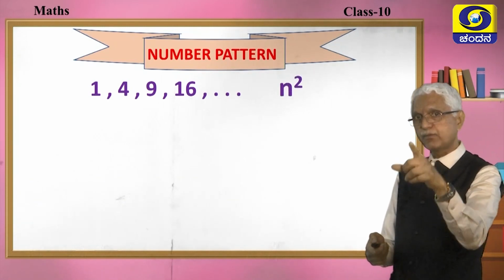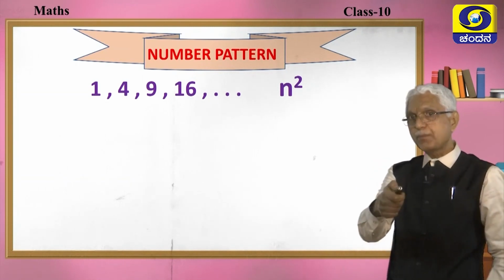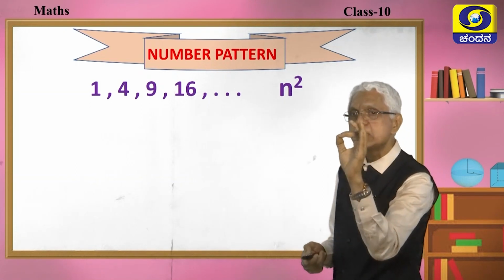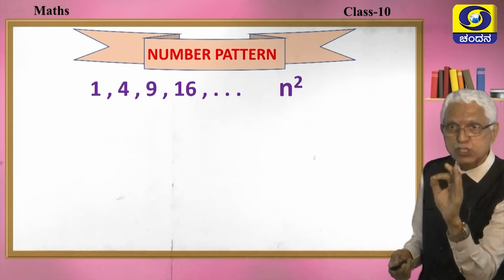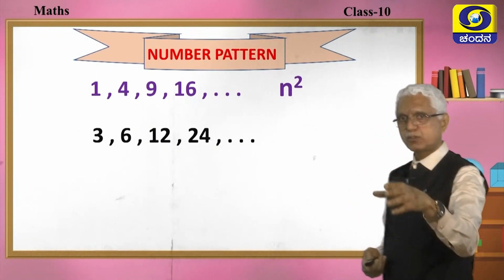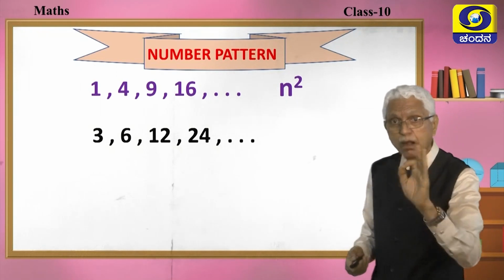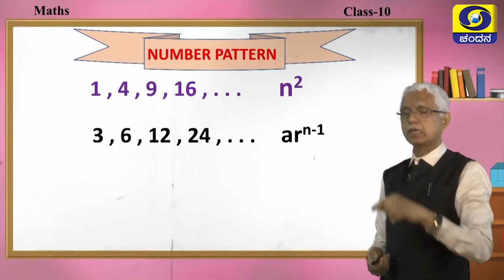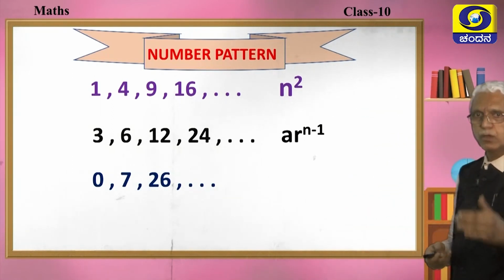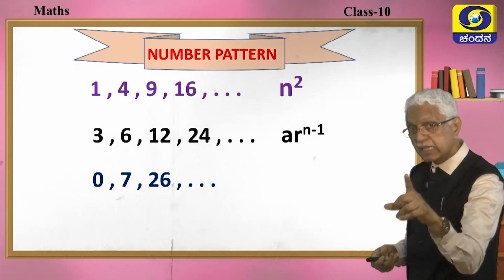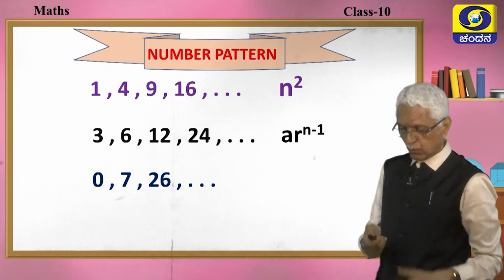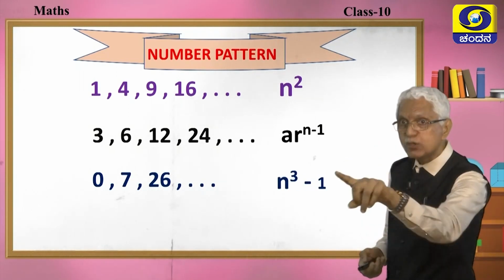Then, my dear children, please watch. If it was 1, 4, 9, 16, they have been written according to some rule, namely n square, where n is a natural number. Let me take one more example, my dear children. 3, 6, 12, 14. These numbers are not written at random. They have been written according to the rule. Take the third example, 0, 7, 26, right? Again, these numbers are not written at random. They are having some pattern. What is it? It is n cube minus 1.